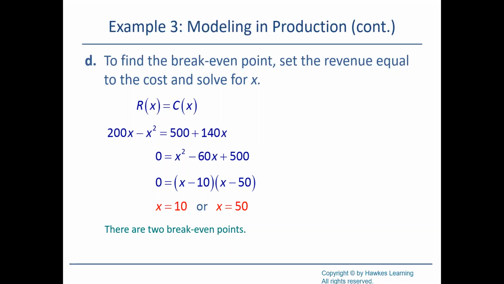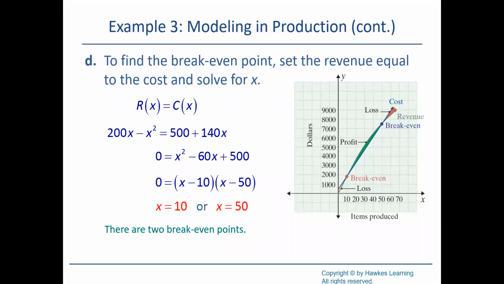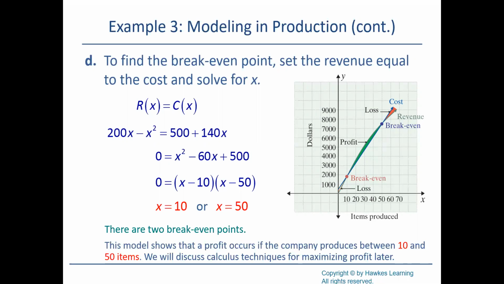So there are two break-even points. As shown in the graph, the break-even points are at 10 and 50. Any number in between 10 and 50 will provide a profit for the company.